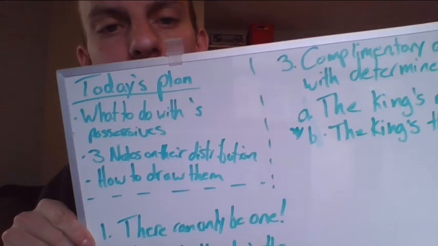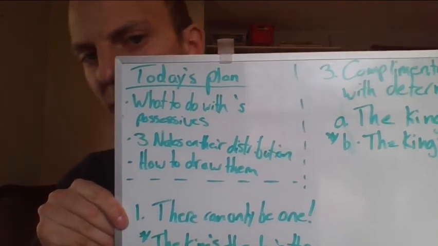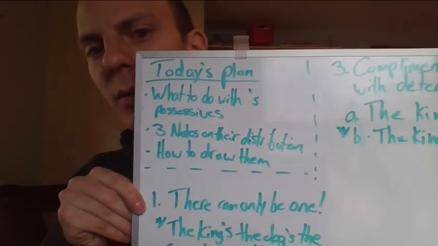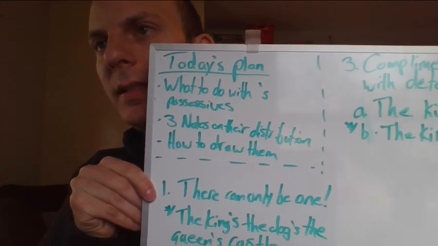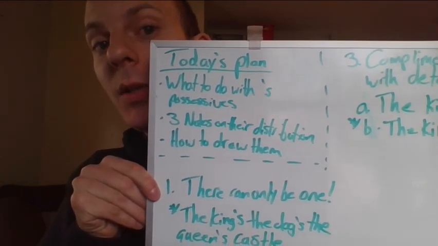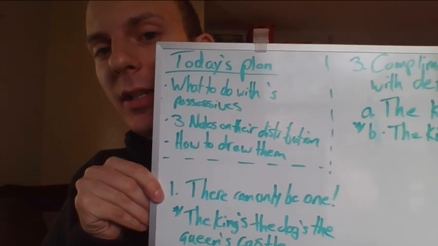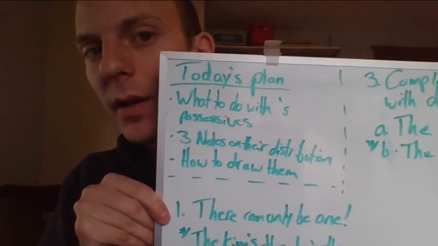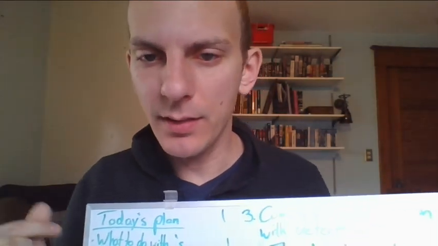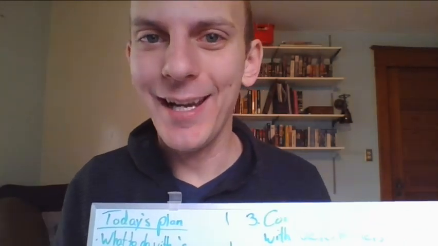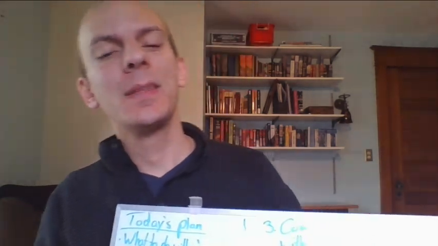We're going to do a few different things. We're going to look at what to do with apostrophe S possessives. We're going to note three things about their distribution that will help us determine where they go in our tree structure, and then we're going to look at how to actually draw them. We'll do a little bit of practice where I give you an example sentence and then I'll go through it on this whiteboard, our handy dandy whiteboard, of course.